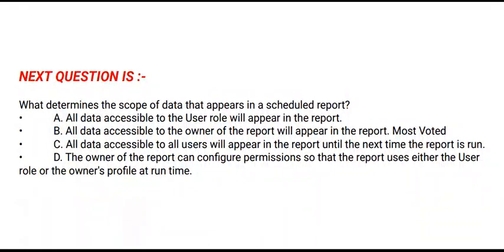Next question is, what determines the scope of data that appears in a scheduled report? Options are, option A, all data accessible to the user role will appear in the report. Option B, all data accessible to the owner of the report will appear in the report. Option C, all data accessible to all users will appear in the report until the next time the report is run. Option D, the owner of the report can configure permissions so that the report uses either the user role or the owner's profile at runtime. The correct option is option B.